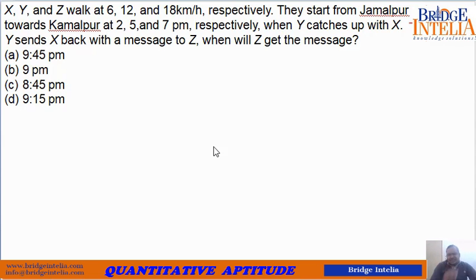So here three objects are mentioned. They start from Jamalpur towards Kamalpur at 2, 5, and 7 p.m. respectively. When Y catches up with X, Y sends X back with a message to Z. When will Z get the message?